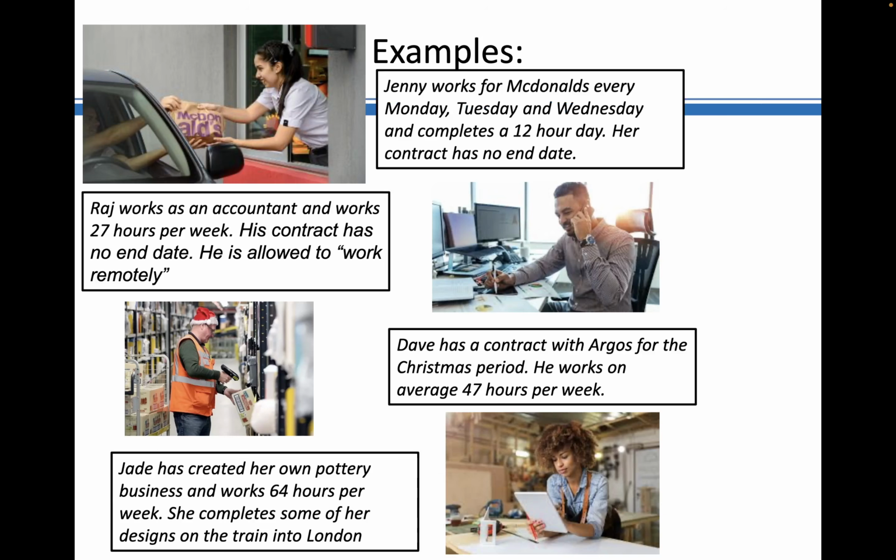What you might want to do is just have a little think about what contracts they are likely to be on. For example, the first one, Jenny works for McDonald's every Monday, Tuesday and Wednesday and completes a 12-hour day. So she's going to be working a 36-hour week. So that means she's full-time, and her contract has no end date. So she'd be on a permanent contract. So she's permanent full-time. So go through each of these and have a little think about what type of contract they're likely to be on.